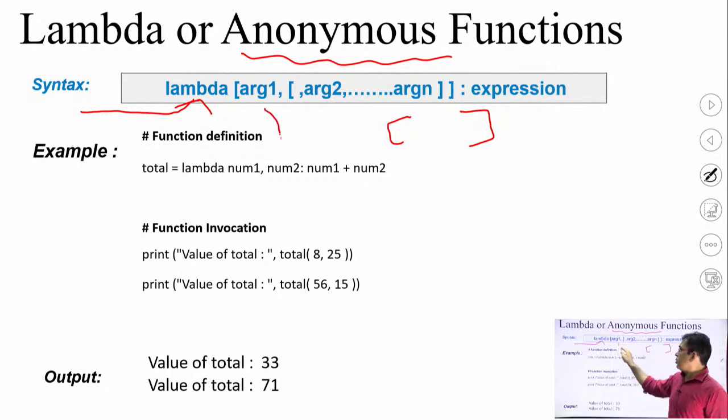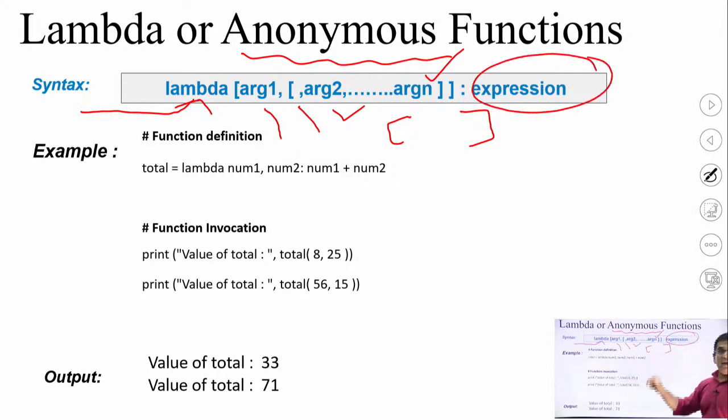Either you can pass only one argument, then arg1 will be there. If you want to pass more than one argument, again the square bracket will start. After a comma, write the name of the second argument. Then again, if you want to pass 3 arguments within this lambda function, start again, and so on. You can pass n number of arguments within this lambda function and it will return the output of this function.